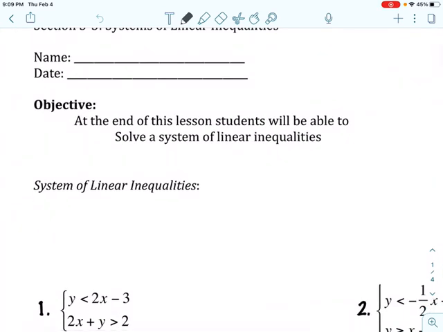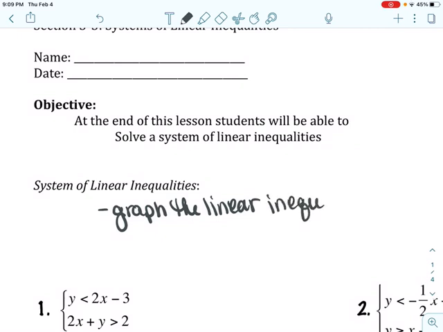Now, what we need to remember with systems of linear inequalities is that, like I said, we're going to graph both linear inequalities, or graph the linear inequalities, because you can have more than two. And that means we're going to shade, and use solid and dotted lines, and then we're going to look for our solution, which is the overlapping shaded region.